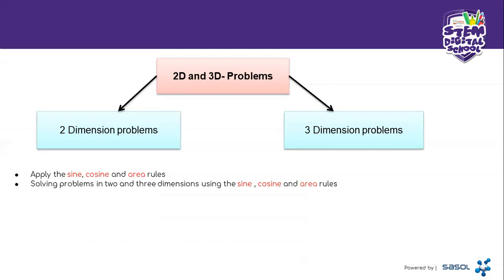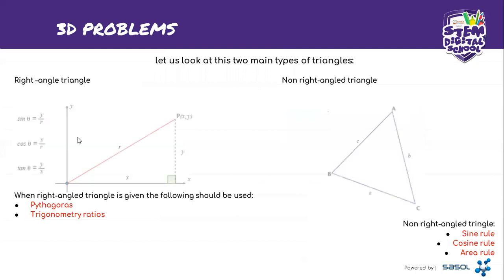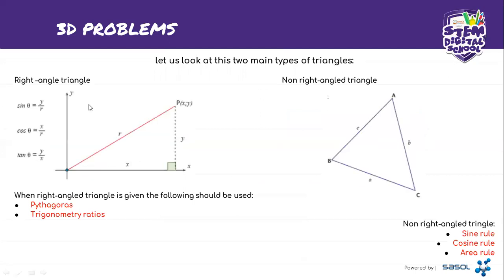And then this year in grade 12, we were introduced to 3D problems, but we are still going to use the same approach when we are solving triangles under trigonometry. Now let's see what we are having. I'm just going to explain the different types of triangles that we are having, so that we can know when to use what we have discussed earlier on: the sine rule, the cosine rule, and the area rule.